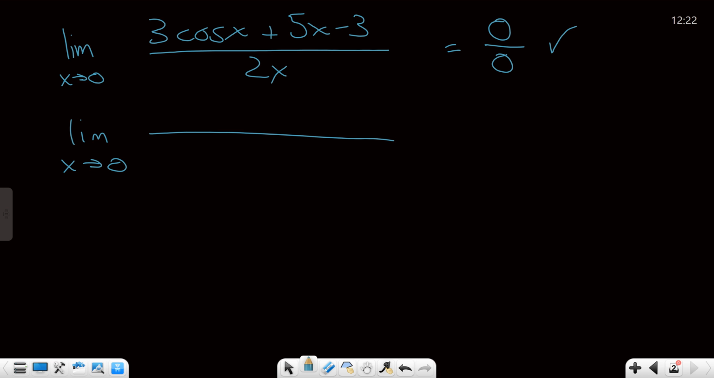Go ahead, take the derivative of the top and the bottom. I'll do the bottom for you. There you go. You're welcome. Can I do plug and chug? Correct.